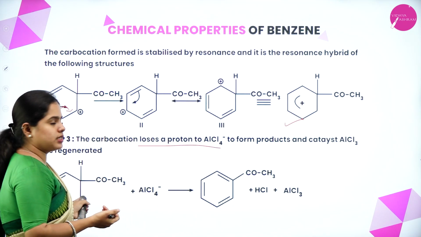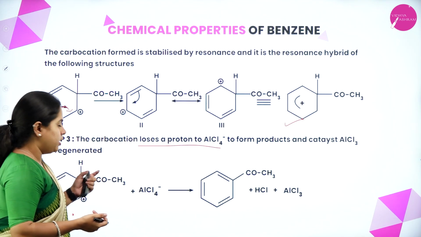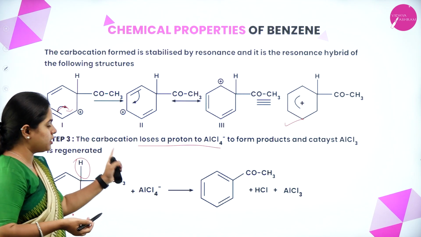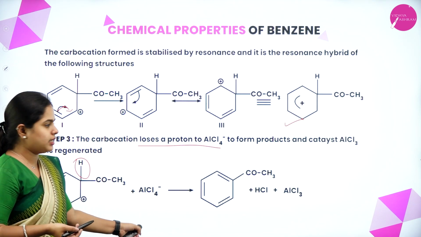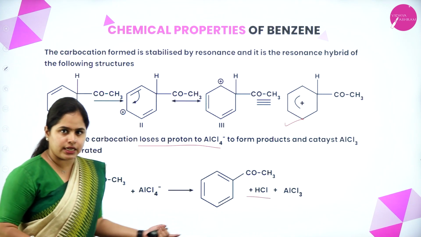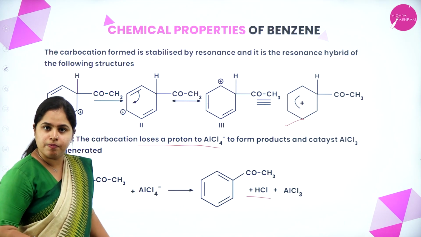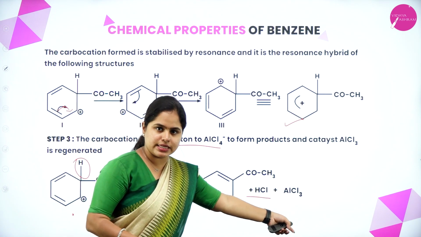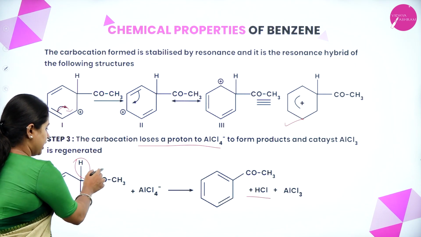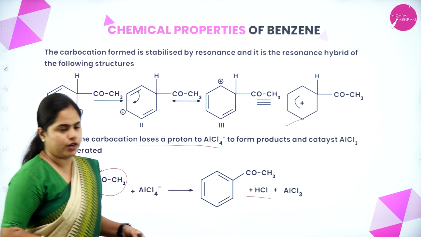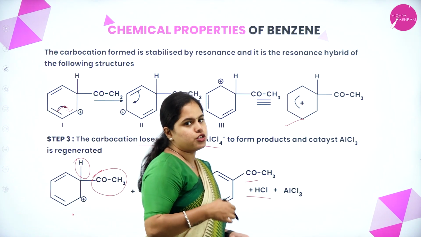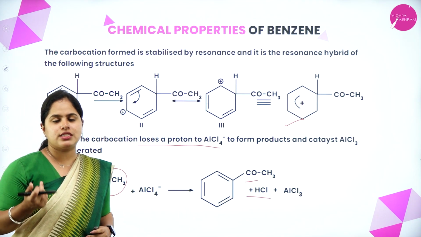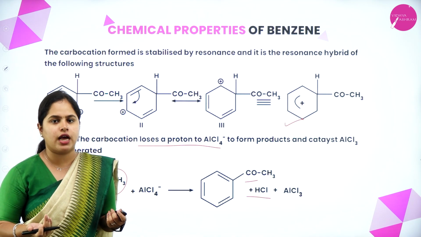So as you can see here, this is your carbocation. Now from the carbocation, this H plus will be removed, and H plus will combine with one of the Cl minus and form HCl. Now HCl is formed. What is left there? AlCl3. You will have AlCl3 regenerated, and what is left behind here? Only the acetophenone, COCH3, will be left here. So you got your product. Okay, so I hope this is clear. This is the mechanism, and it is the same as what we studied for Friedel-Crafts alkylation also.